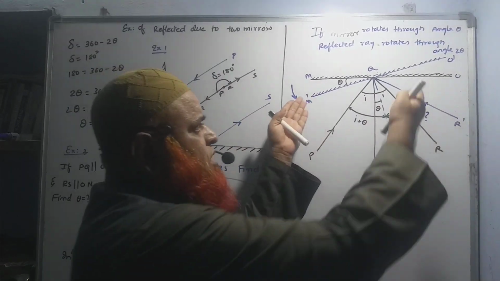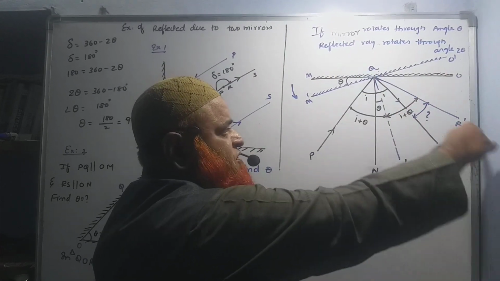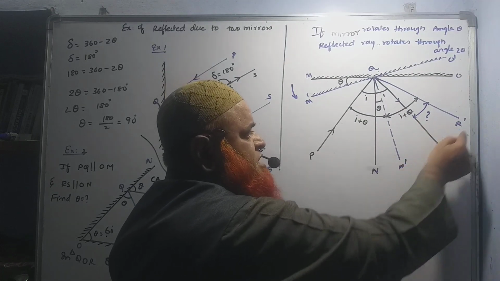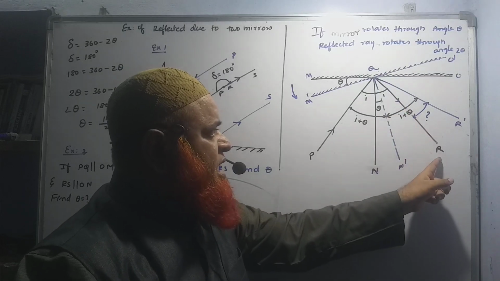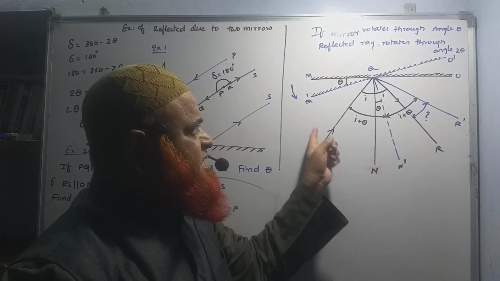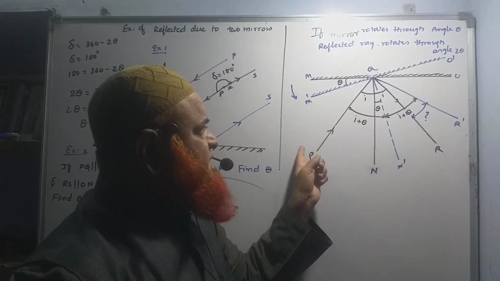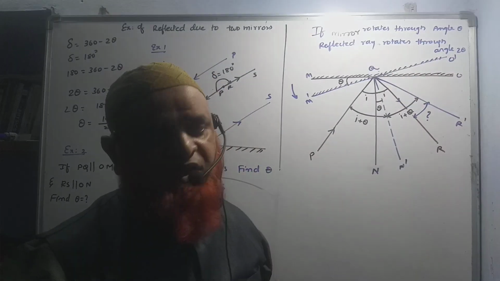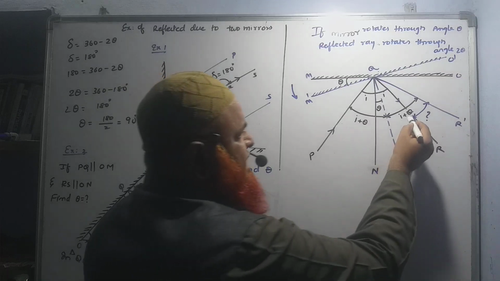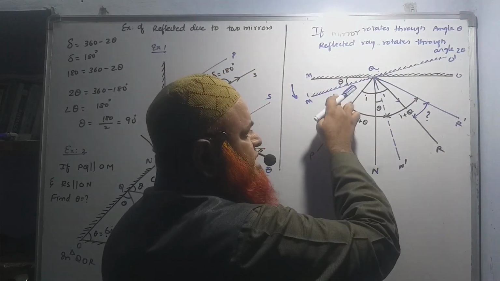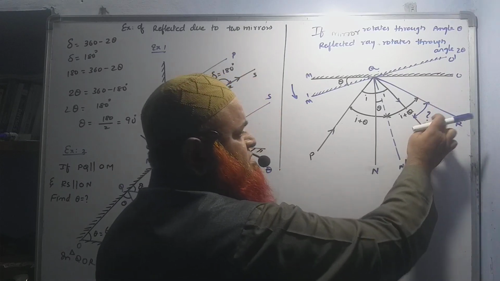But once you have rotated this mirror, the incident ray PQ will be the same, but the reflected ray becomes, instead of R, R dash. So try to understand the concept here. PQR is the incident ray and reflected ray for the mirror MO, and PQR dash is the incident ray and reflected ray for the mirror MO dash. So now our aim is to find out how much this angle is. If the mirror has rotated through the angle theta, what is the angle rotated by the reflected ray? This we have to find out here.